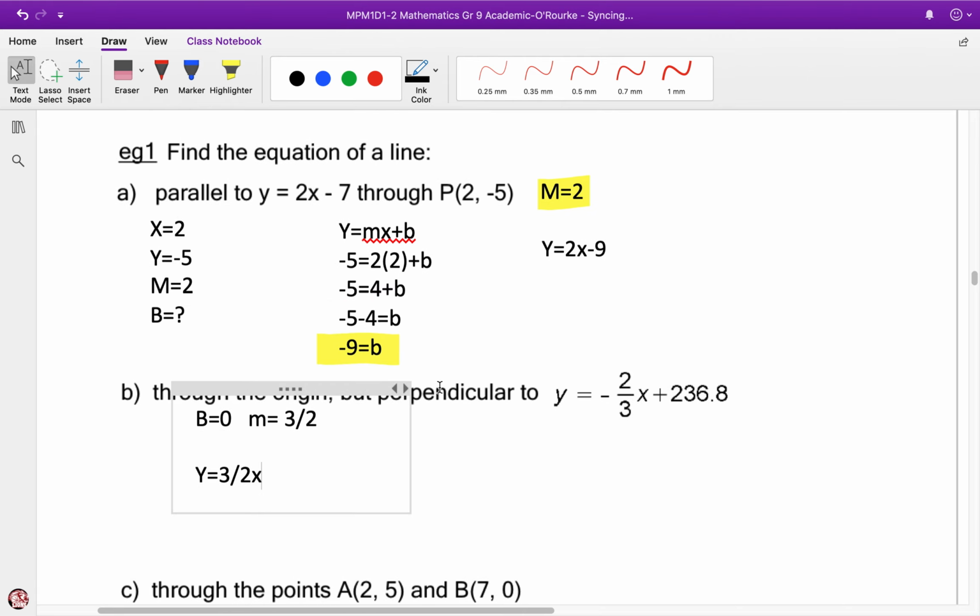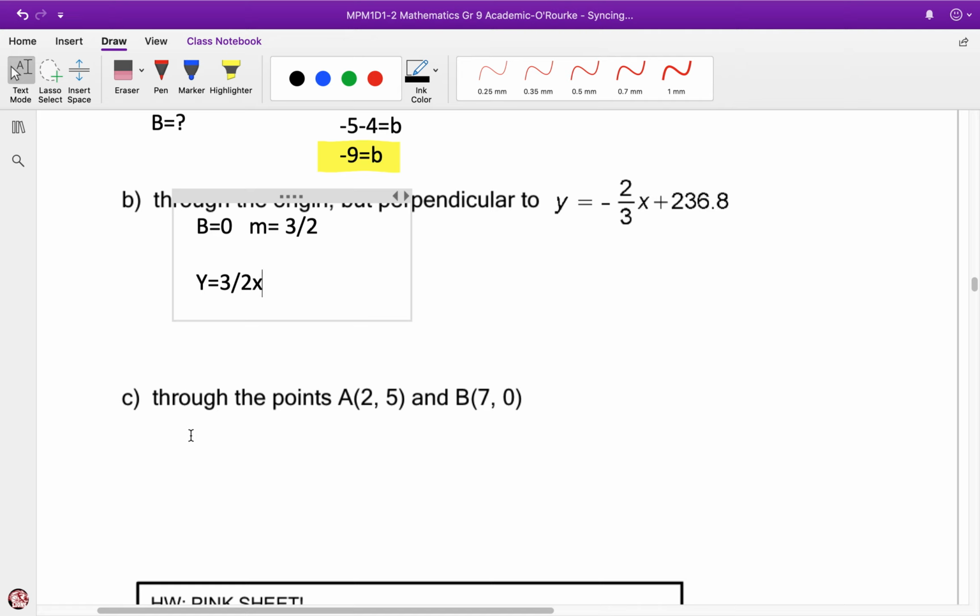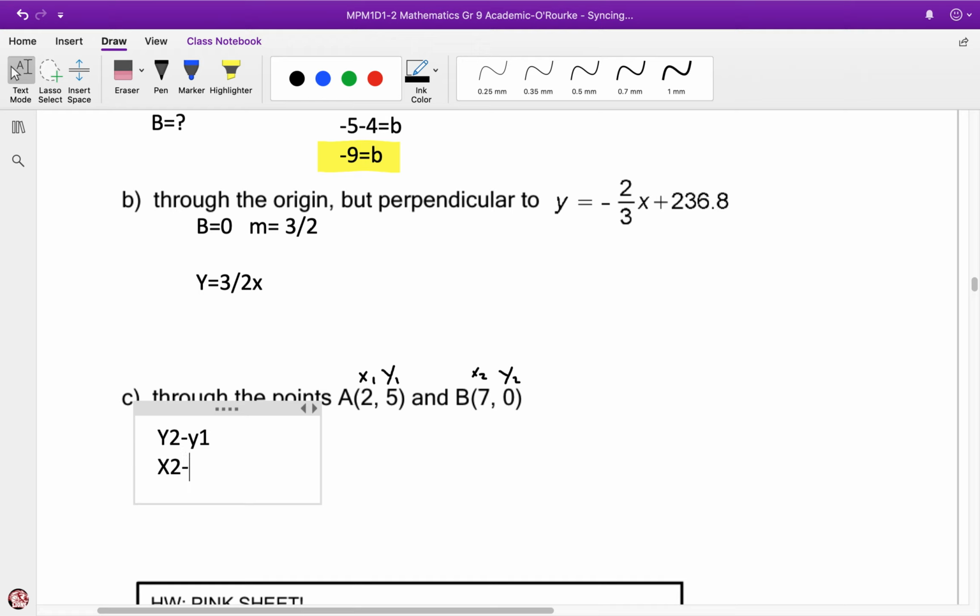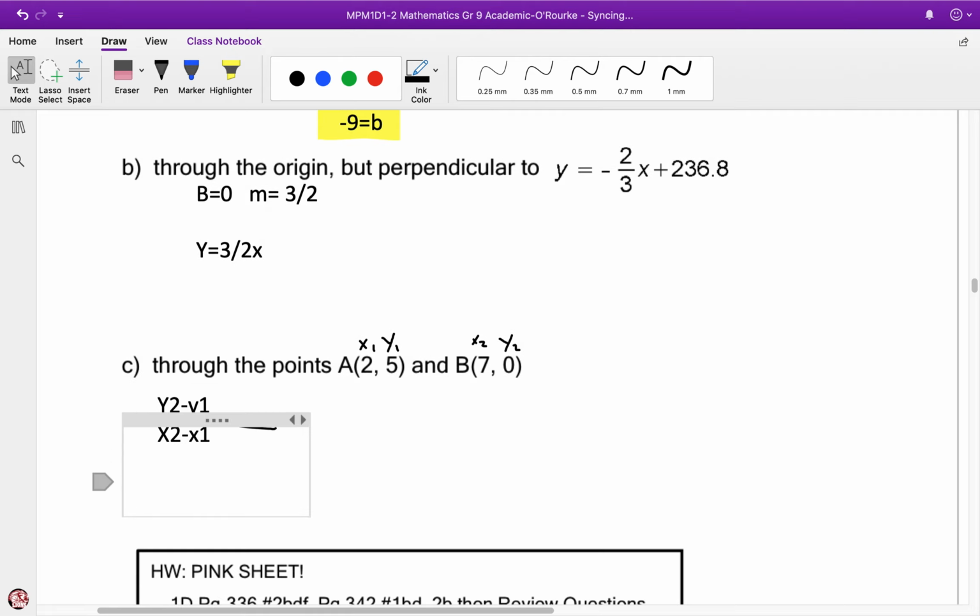Now, we found this one way before. Let's review here. So we have 2 points. So x1, y1, x2, y2. So let's do our equation. So that's y2 minus y1 over x2 minus x1. I'll just do the line with such. Big line doesn't matter.